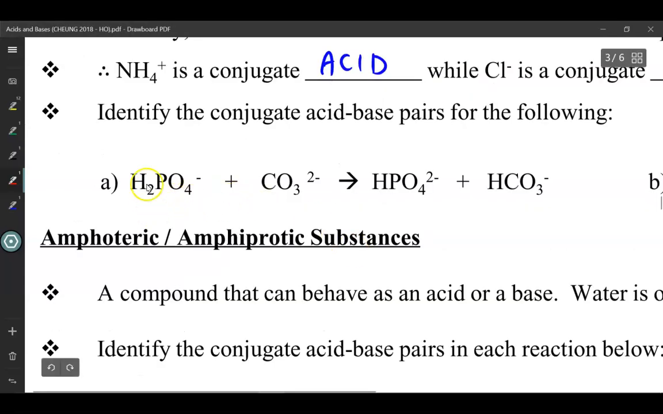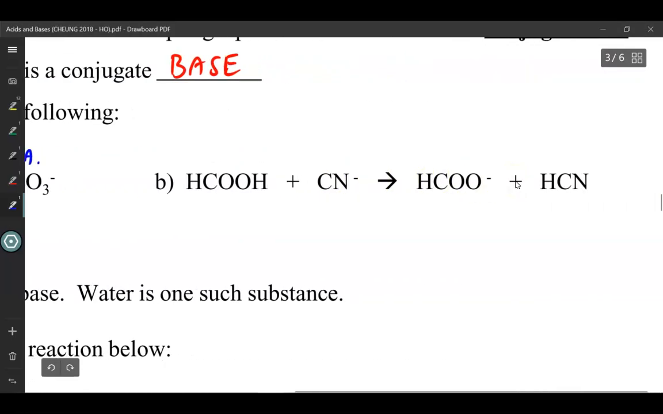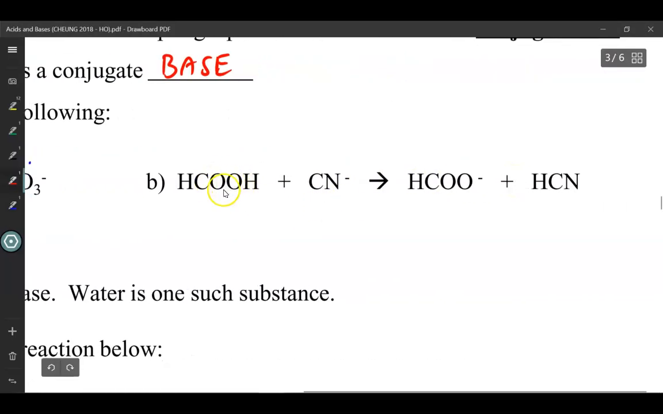Alright, so looking over here, H2PO4- versus HPO4 2-, it seems I've lost something here. Therefore, this one is my acid, while this one is my conjugate base. Over here we gain an H+, so base is gain, and this is my conjugate acid. Looking on this side, HCOOH has lost an H, acid is loss, and turns into a conjugate base, while CN- gains an H, and base is gain, and it turns into my conjugate acid.